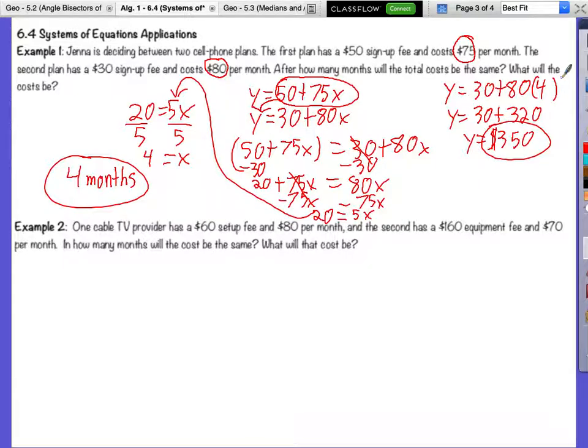We have everything equal to a variable. When everything's equal to a variable, substitution can be a very good choice. But this one's also already set up for elimination as well, because you can just add them vertically after making one of them negative. So it really could work either way.